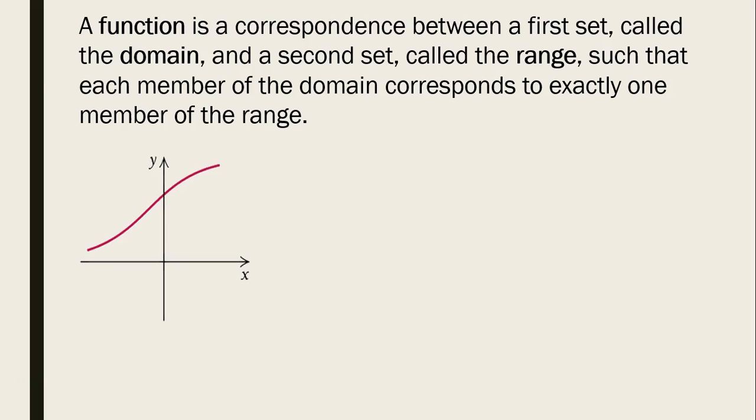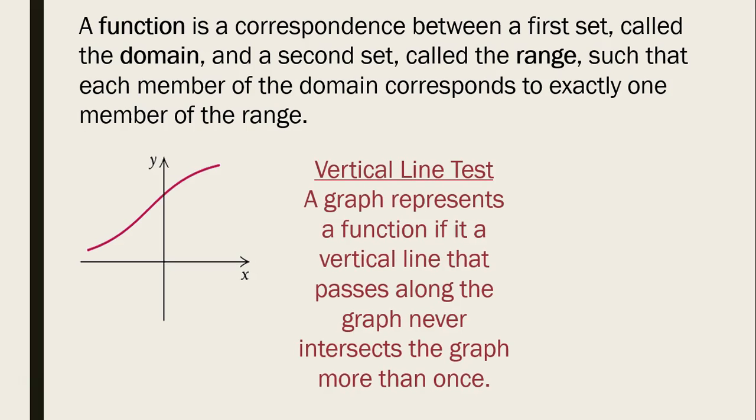Now we can also represent relations and functions with graphs. And if we do that, there is a way to figure out whether we have a relation or we have a function. And that's something called the vertical line test. The vertical line test says that a graph does represent a function if we can take a vertical line and pass it along the graph and that vertical line never intersects the graph more than once. So let's take this blue line and imagine passing it along the graph and see how many times it intersects the graph. It's never more than once, so this is a function.